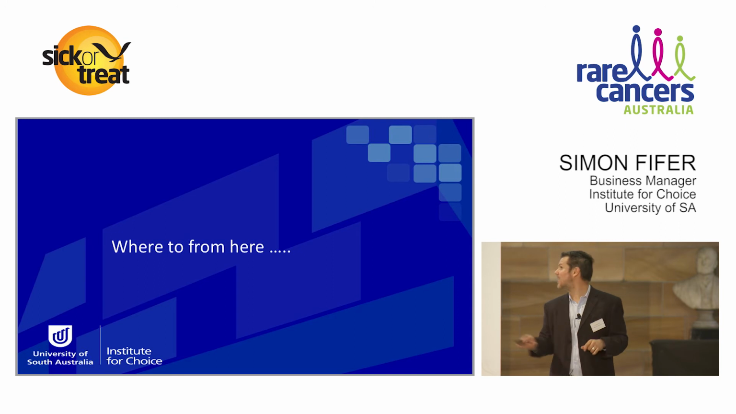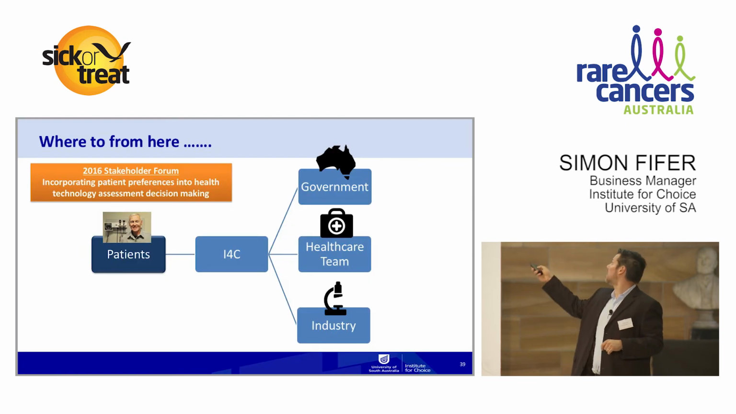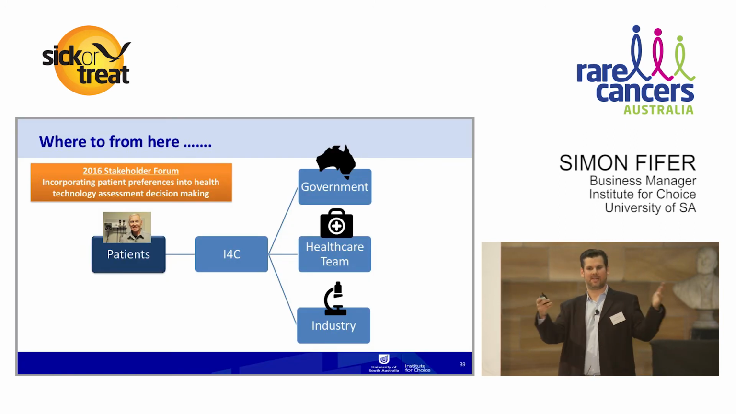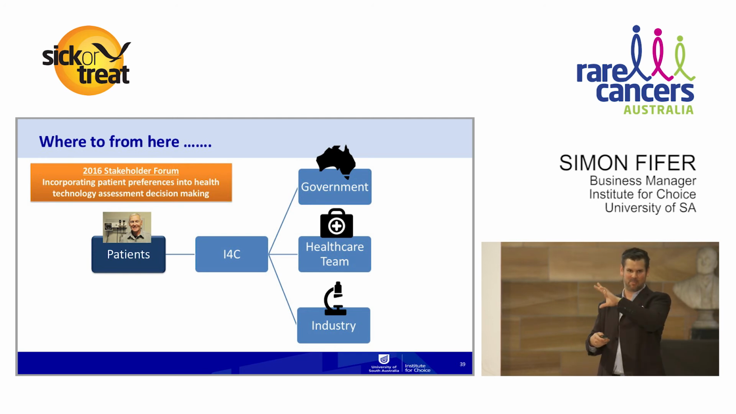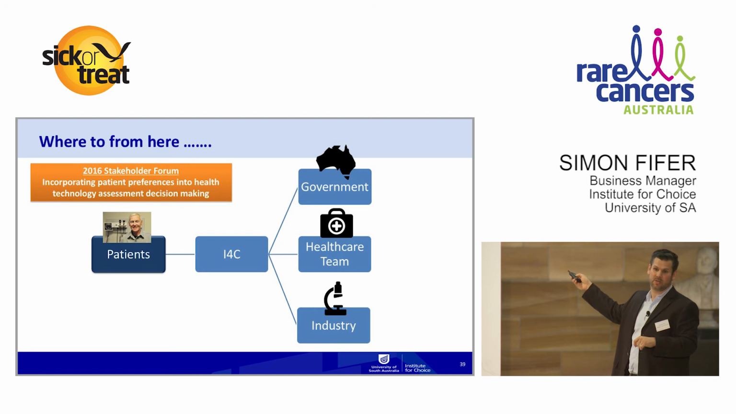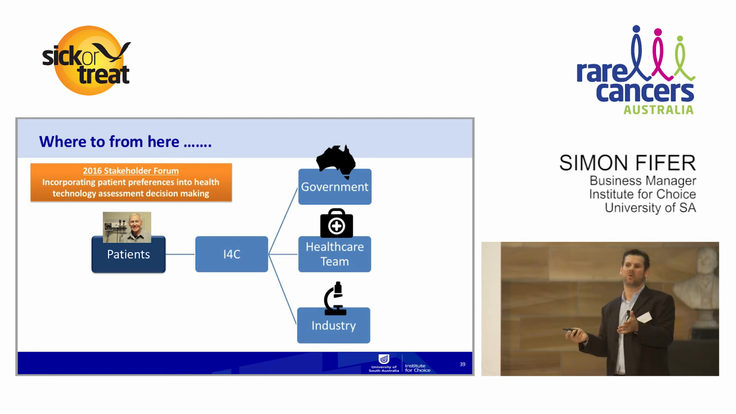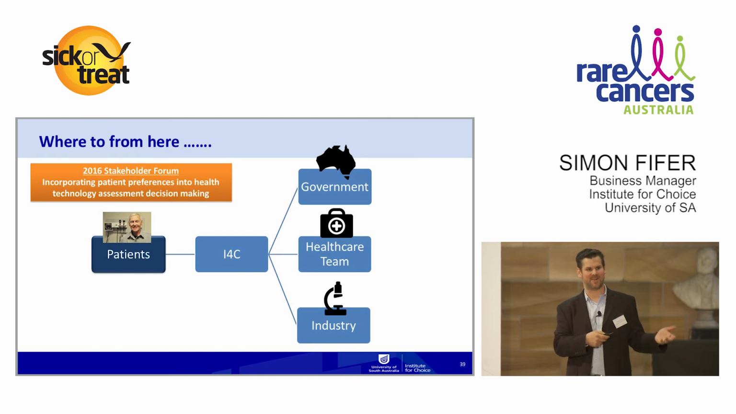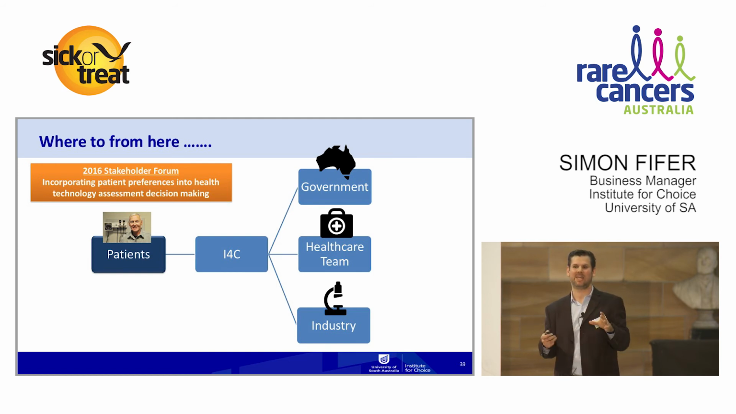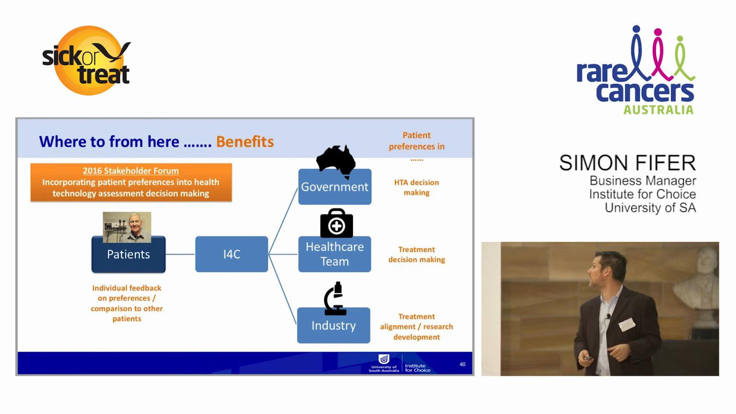So obviously patients are our core group. I4C is the Institute for Choice. Other academics are involved, so that's the academic portion of it, leveraging off with government, healthcare team, and industry. So bringing these key stakeholders together to have this discussion. The preference methods are there. They're used outside of health quite regularly. They're used in health as well, but we want to make them have more impact in this decision-making process, and that's what we're trying to do, get those stakeholders together to have that discussion.